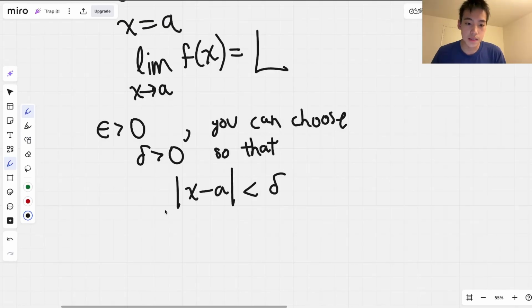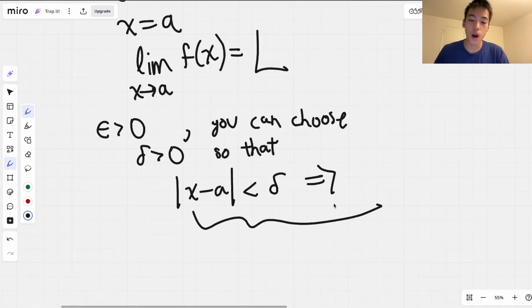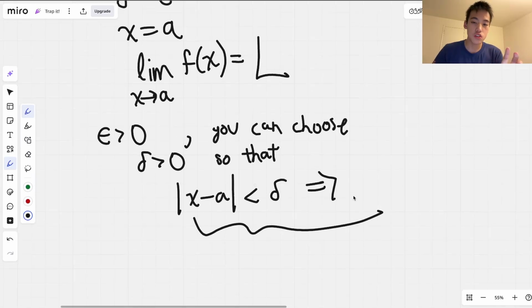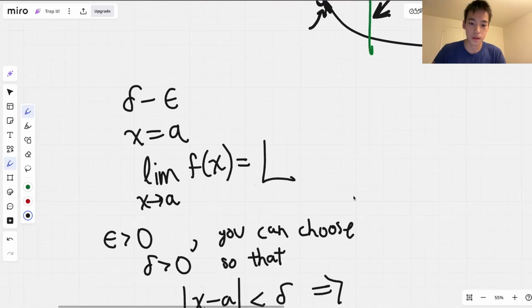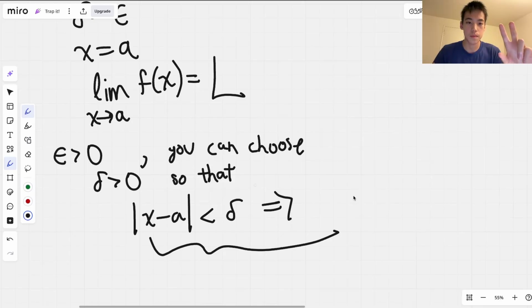So this is what we're trying to choose delta to. Just to recap, we want this to hold true, and we want to choose delta so that this whole thing holds true. So what is this statement again? It's that if we can choose a window so that we can constrain it within epsilon of the supposed limit.